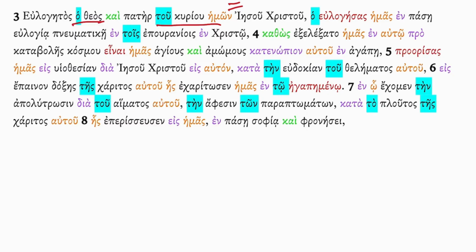So this is kind of normal use. God has already been introduced. He has the article. So has the Lord Jesus. But then we have the heavenly realms have the article. So blessed be the God and Father of the Lord Jesus Christ, the one who's blessed us in every spiritual blessing in the heavenly realms in Christ Jesus.